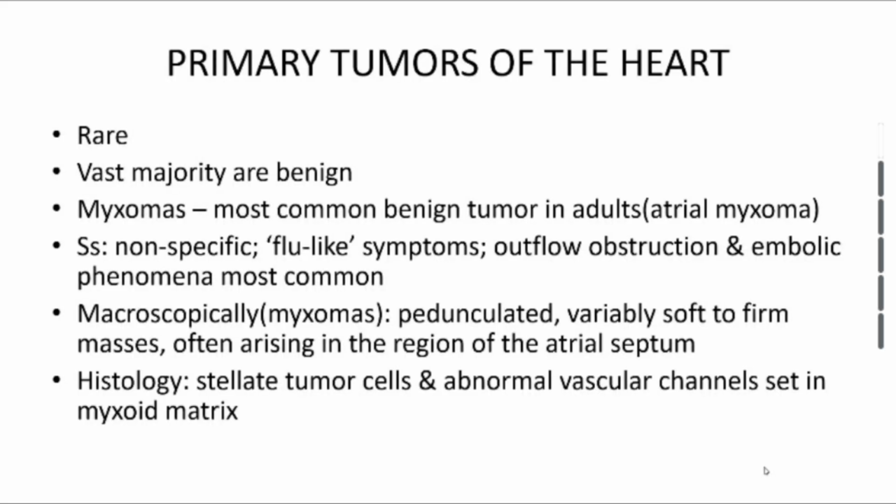There are what we call myxomas, the most common benign tumor in adults, called atrial myxoma. Most of the time it will be found in the atrium. That is why it's called atrial myxoma. So this is basically a mass within the heart, usually rare.